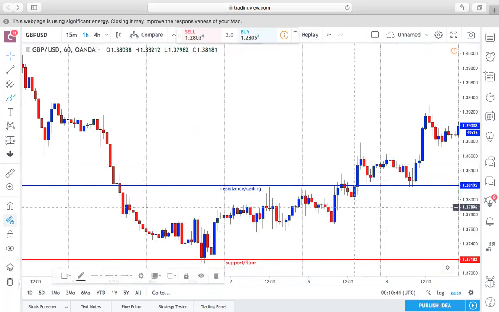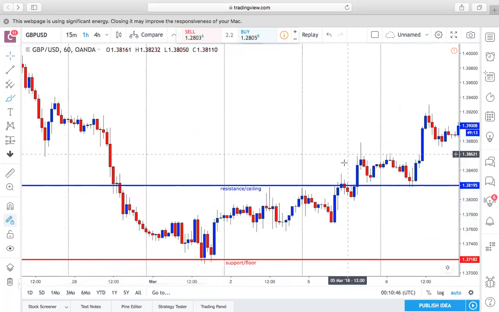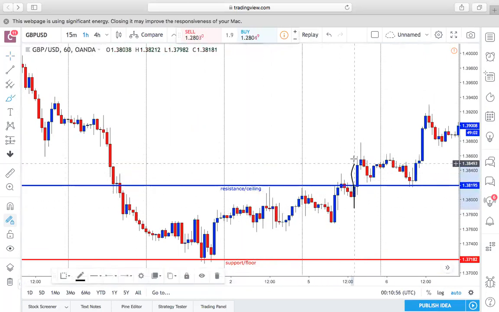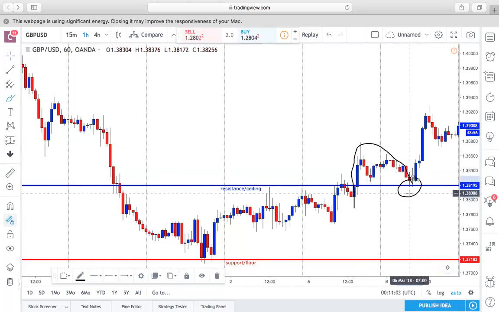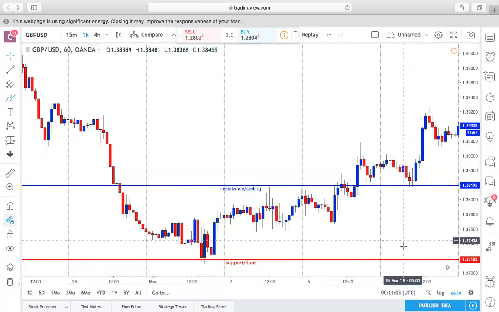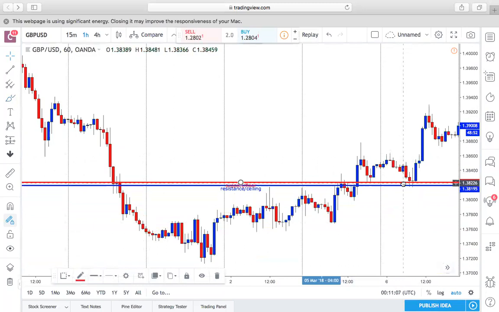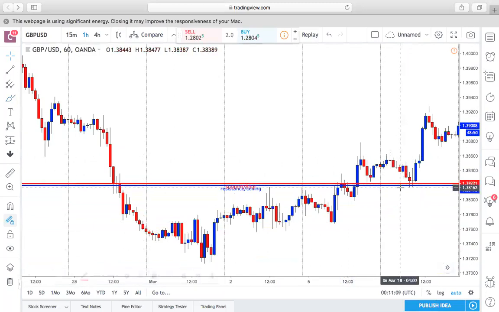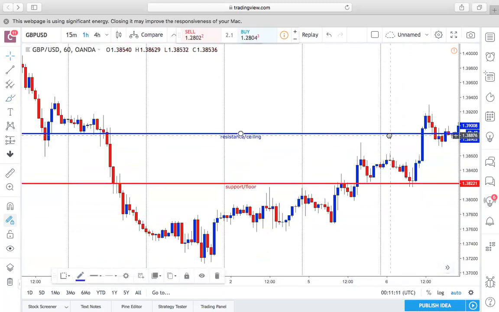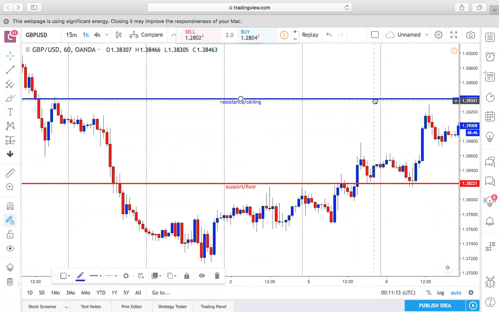Now what happened here? Price broke our resistance line. Once you see price break your resistance, you want price to come back after it breaks and retest the same resistance line, turning this resistance line into support. So this is our new support now.